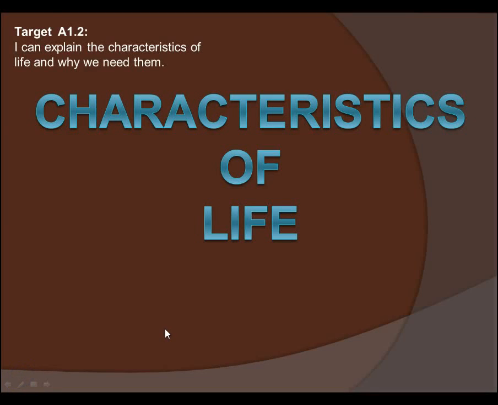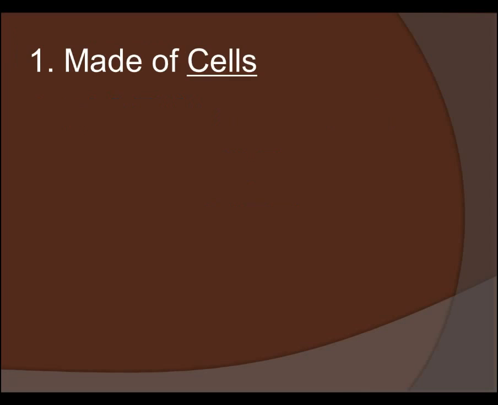Hello, students of science. Let's talk about the characteristics of life. Your target is being able to explain the characteristics of life and why we need them. And why we need them is more or less to be able to tell whether or not something is alive. You'd think that'd be a pretty easy question, but when we get to some of our later topics, you'll see it's not actually. First up, all life that we are aware of is made out of cells.